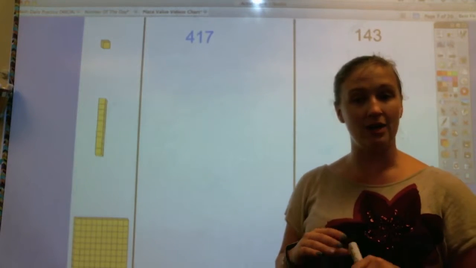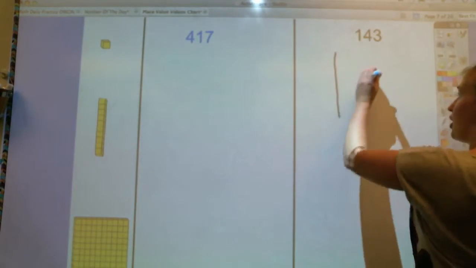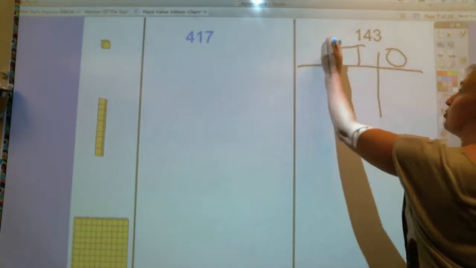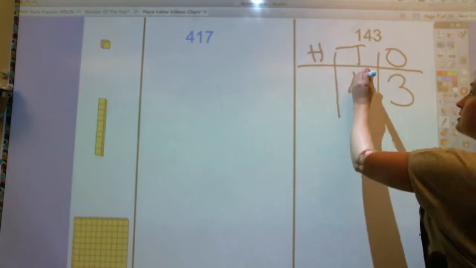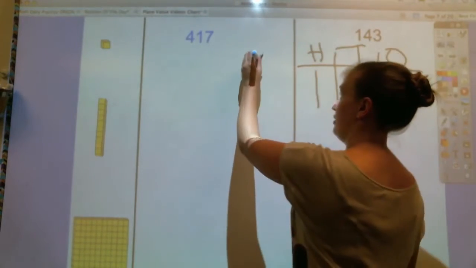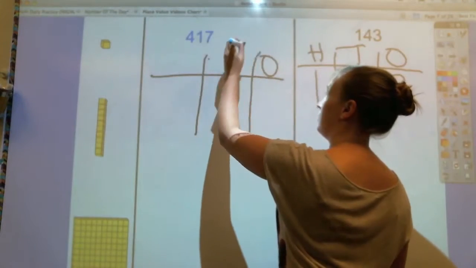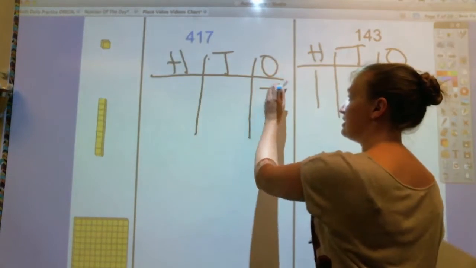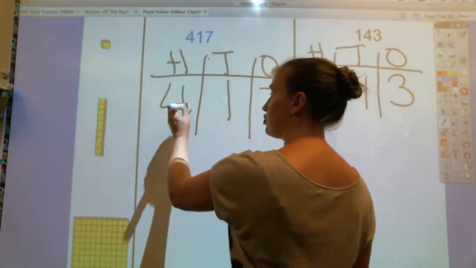Start the video again when you are ready to continue. My place value chart has 3 ones, 4 tens, and 1 hundred. Your place value chart should have 7 ones, 1 ten, and 4 hundreds.